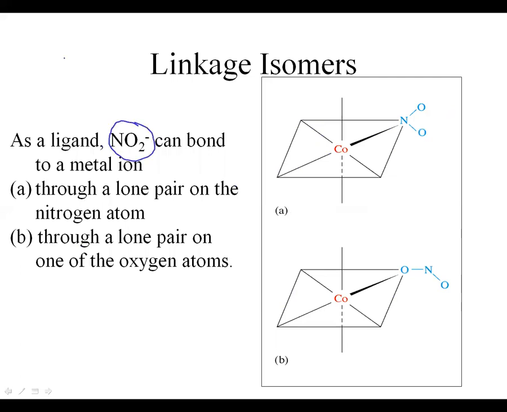Now on NO2 minus, both the O and the N have the ability to attach, although each one will only attach to one place. In the first case here, in part A of the picture, the linkage between our NO2 minus ligand and the cobalt is actually through the lone pair on the nitrogen. While in the second case, in part B, we have really the same ligand, again in both cases, the exact same ligand here. It is just the linkage point on that ligand.